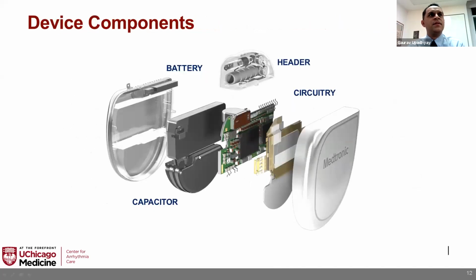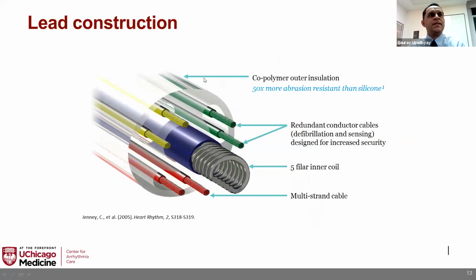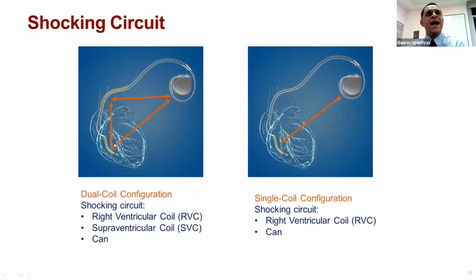So here's some of the components. There's a capacitor and a battery, a header where the leads go in, and a small amount of circuitry. Leads, and this is an example here of an Abbott lead, will have multiple different cables. There are both conductor cables as well as cables that are carrying the high voltage energy to the defibrillator. The defibrillator shocking circuit may be between a shocking coil in the heart and the can, or may also involve an additional coil here that's placed in the SVC.